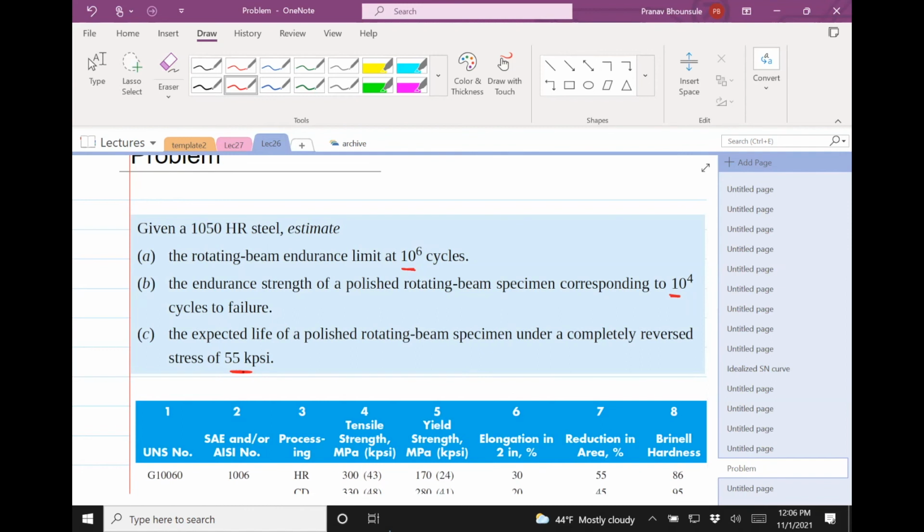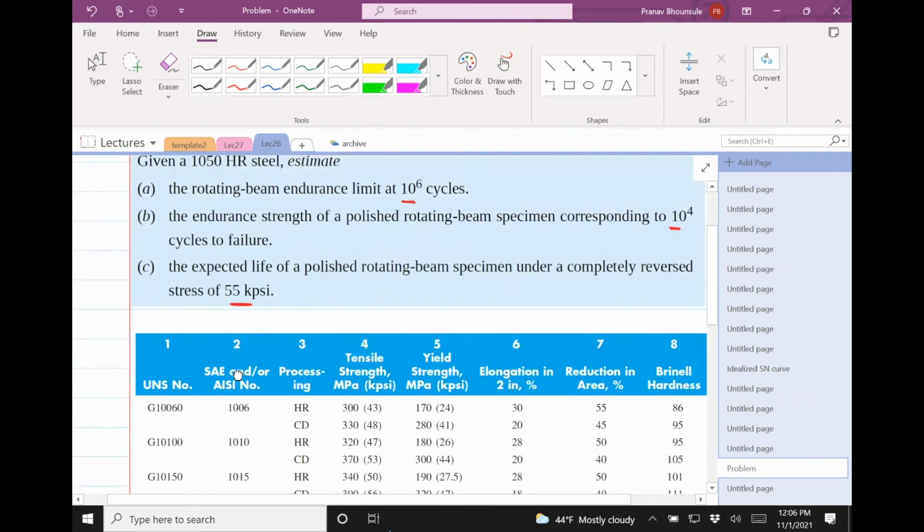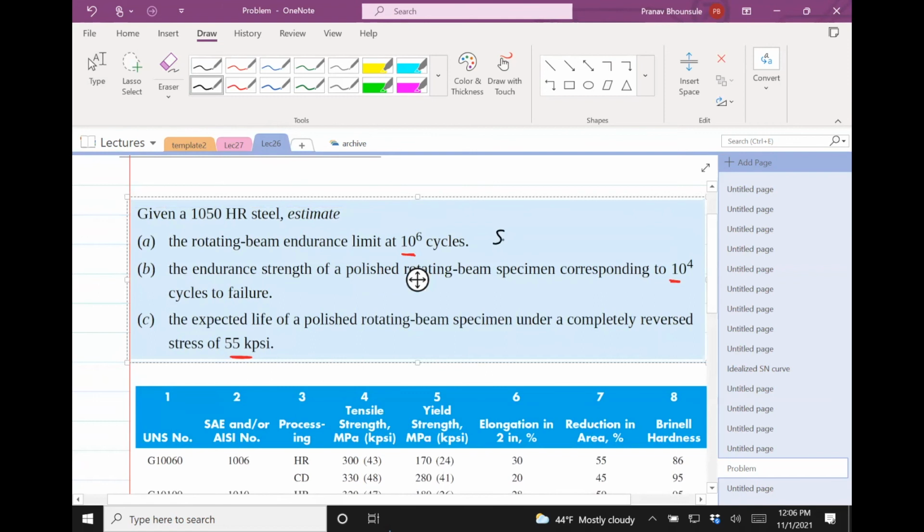Okay, so what we are asked is this. So let's just put that down first. This one is asking us to find the endurance limit, and this is for the specimen. So I'm going to put an apostrophe there to distinguish from the machine element, and we'll be talking about S_e without the prime a little bit later. Then we need to find the endurance strength of a specimen corresponding to 10 raised to 4 cycles.